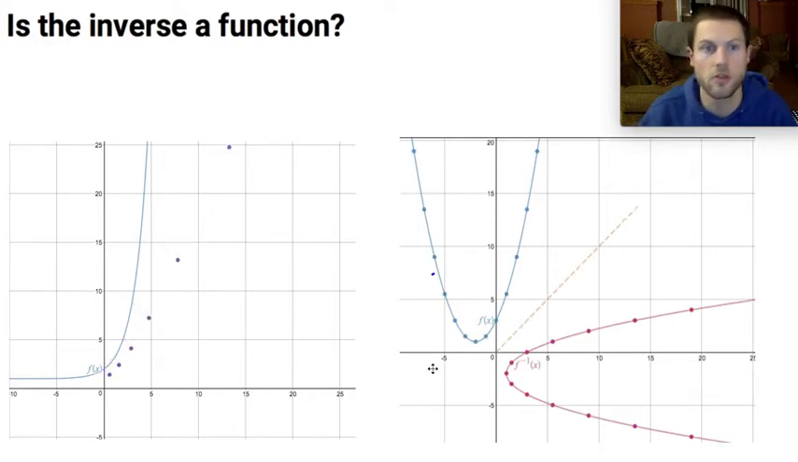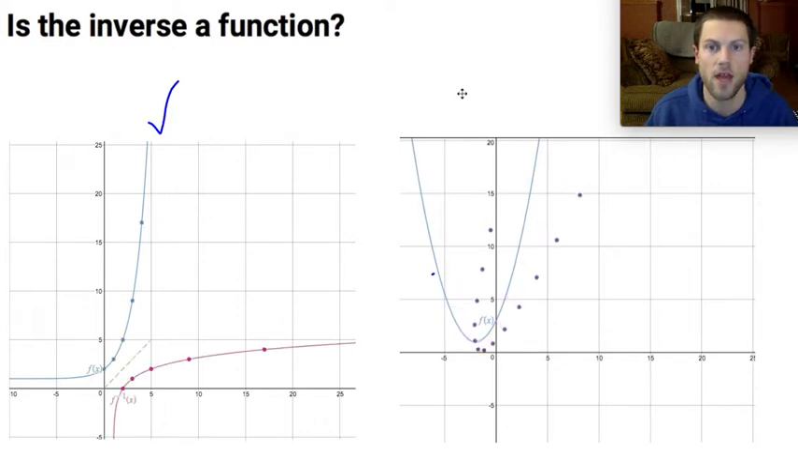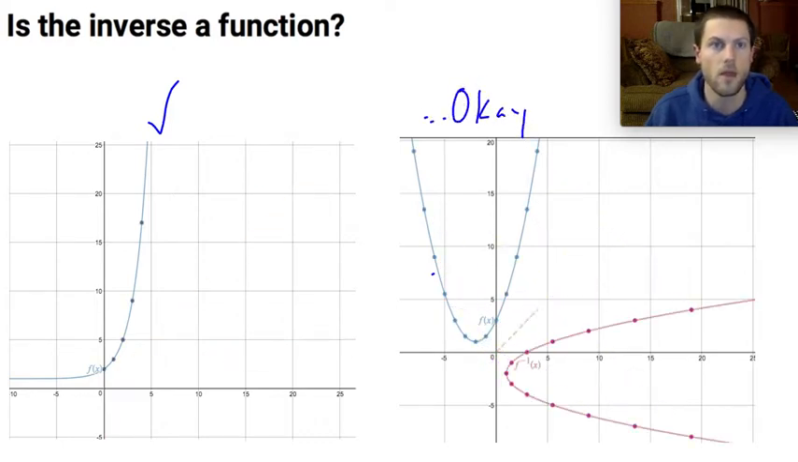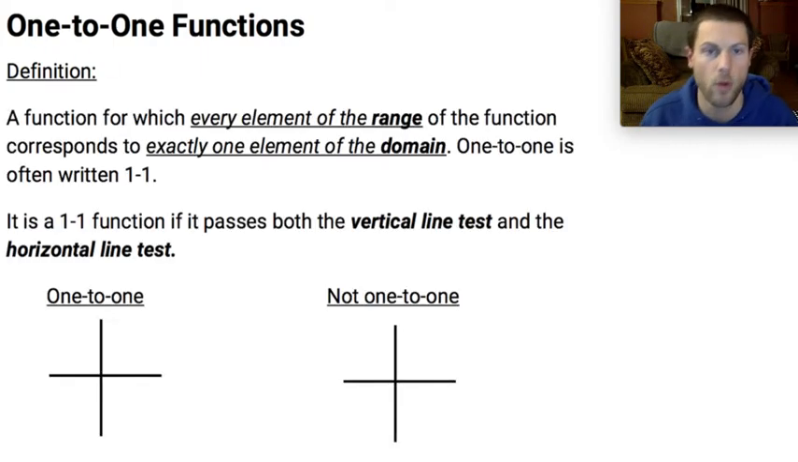So there's a special term for when it does. We like this guy. This is extra special. This guy is just okay. And we give a special name to functions where their inverses are also functions. We call these one-to-one functions. Let's define a one-to-one function. A function for which every element of the range of the function corresponds to exactly one element of the domain.